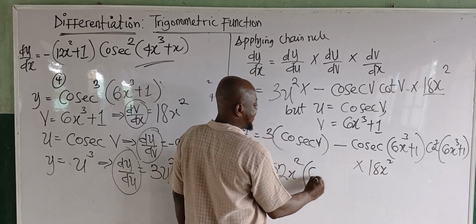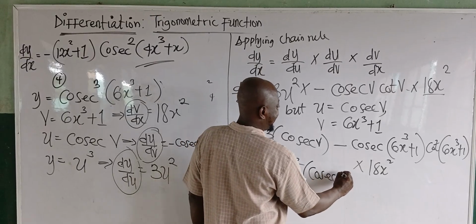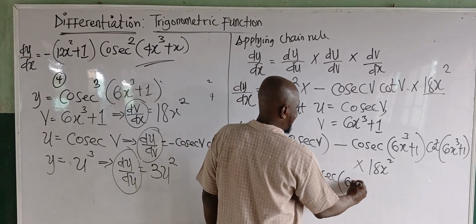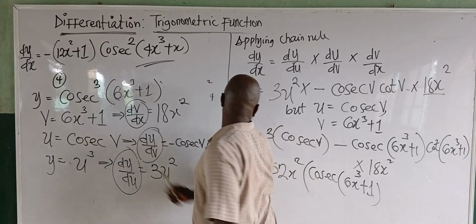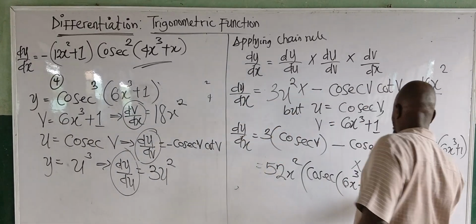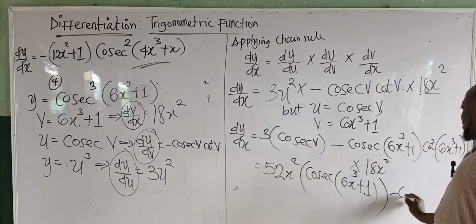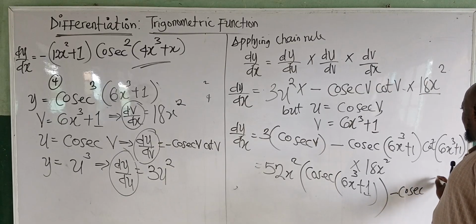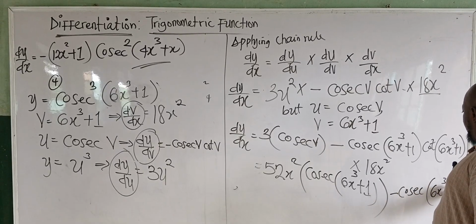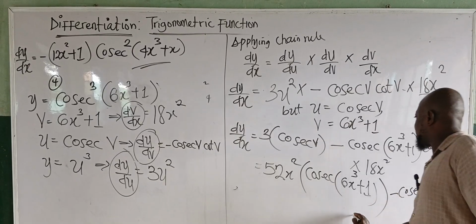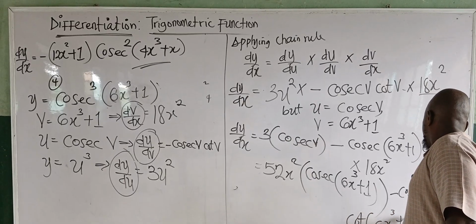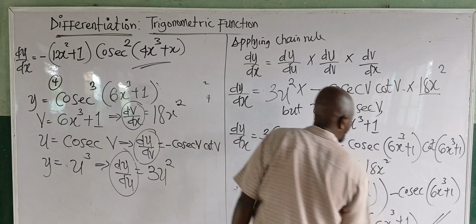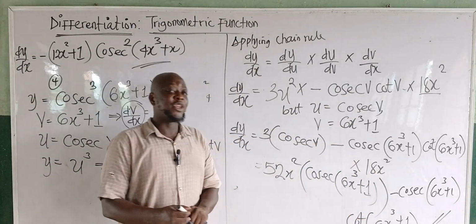Now I will replace this v. I will replace this v using my what? 6x cubed plus 1. Don't forget, because we say let our v be this. Don't forget that. So here, bracket close, then bring all of this one down. So I have this value, cosec, then 6x cubed plus 1 here, then cot, please, cot 6x cubed plus 1. So this is it. This becomes my final answer. This is how you do this.